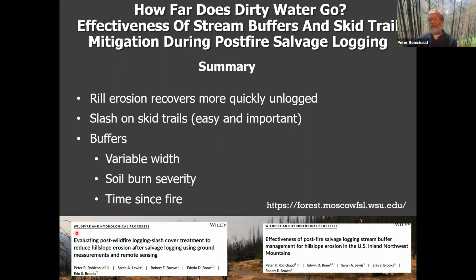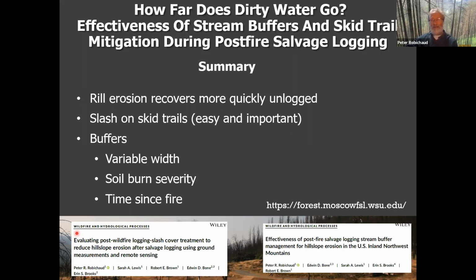So, summary of what I've talked about today: rill erosion, pretty important in salvage operation. Slash on the skid trail, that's a good thing. Anything to increase that cover, it's a good thing. Buffers are good. You might have to think about variable width. If a buffer has been burned up in the fire, then it's not going to be as effective as it was in a green timber sale, right?